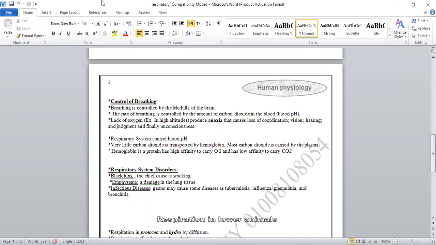طيب respiratory system control blood pH very little carbon dioxide.